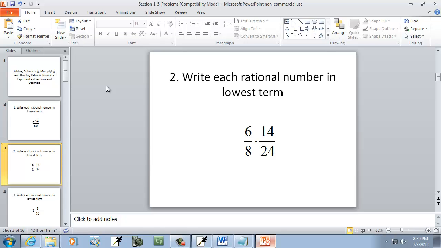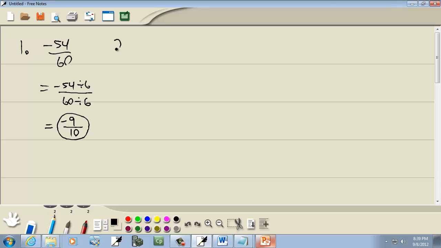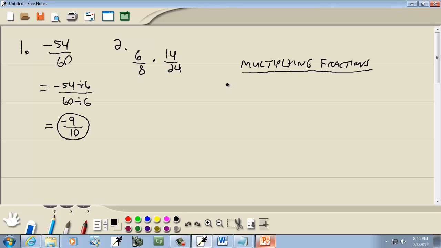This next one's new. It wants us to multiply these numbers together. So we've got 6/8 times 14 24ths. And this is multiplying fractions. Now they call it rational numbers. It's multiplying fractions. Our first step: simplify.